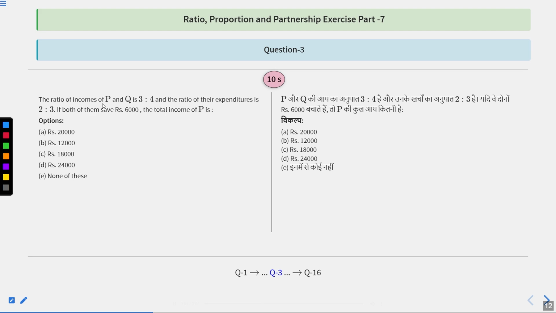The ratio of incomes of P and Q is 3:4 and the ratio of their expenditures is 2:3. If both of them save 6,000 rupees, the income of P is. You have 5 options and 10 seconds to solve this question. Your time starts now. Now time's up. Let's see the solution.